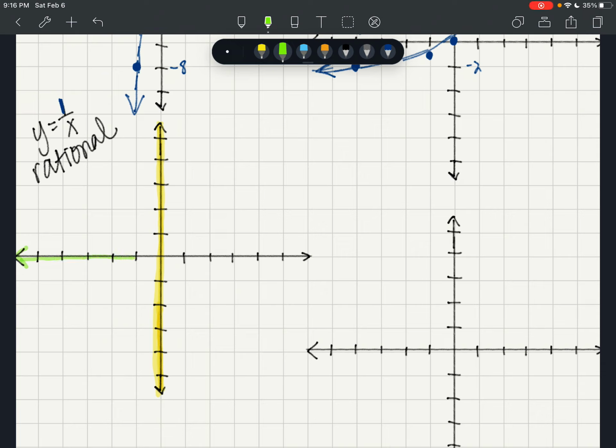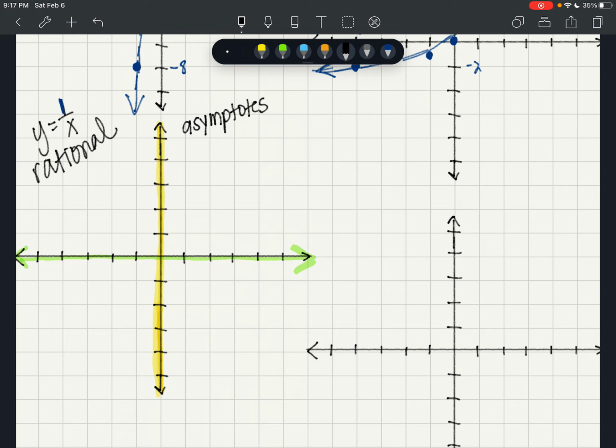So I'm going to highlight our outputs being 0 as well. So we know that our graph is not going to cross those two lines, those two highlighted lines. And those two highlighted lines are called asymptotes. We'll talk about those in a later lesson. But for now, we're just going to draw them and know that our graph can't cross those highlighted lines.